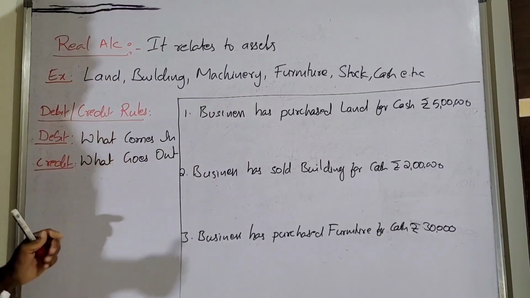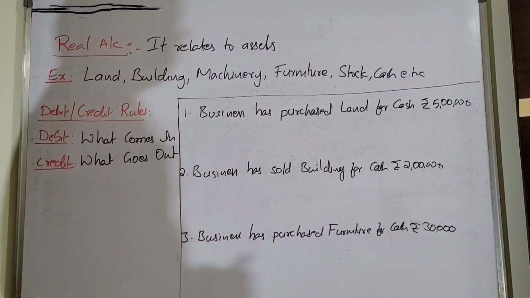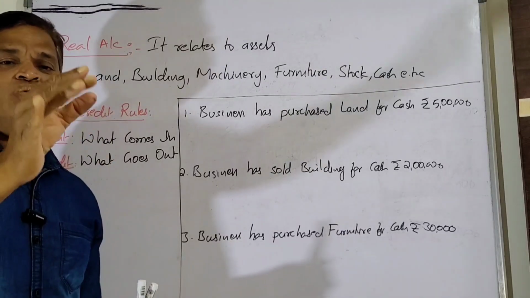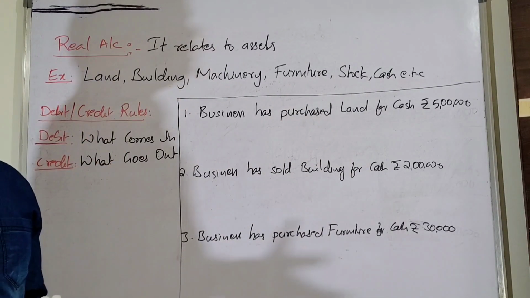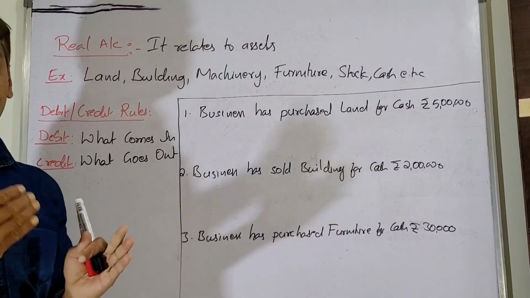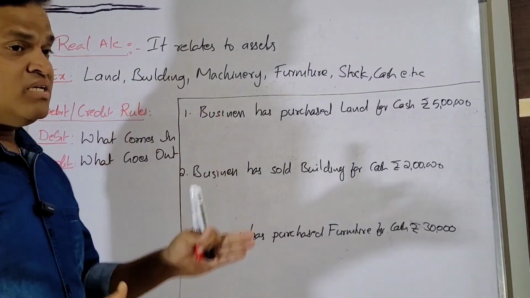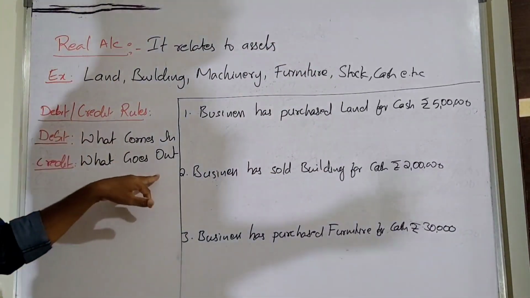Then credit according to real account. When we have to credit, what goes out? What goes out means what? If any asset is going out from the business, we have to write credit, right? When will the asset go out from the business? If the business is selling out any asset, the asset will go out. At that time we have to write credit.